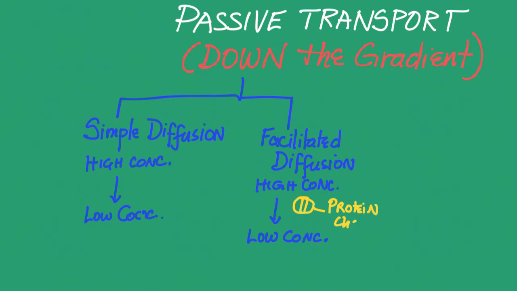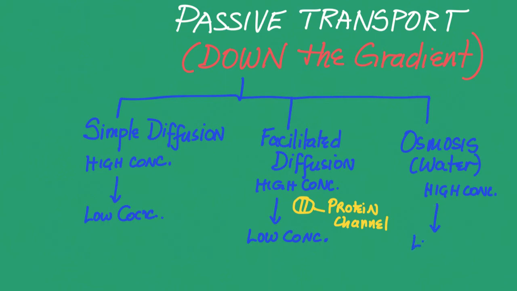Now let's move to osmosis. Osmosis is the movement of water from a region of high concentration to a region of low concentration of water molecules. So water usually moves from a place where there are fewer solutes to a place where there are more solutes. They move from a region of high concentration of water to a region of low concentration. In other words, water moves towards the salt.